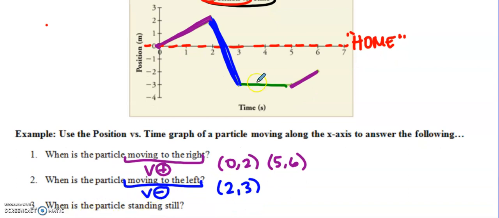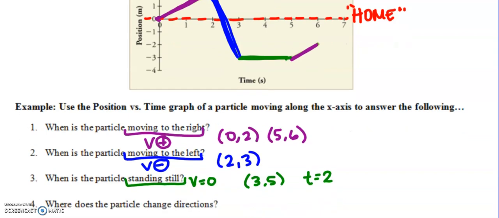When is the particle standing still? So we stand still when we're just at a slope of 0, right? Standing still would be that V is equal to 0. So we're standing still from time 3 to 5. We also have this brief moment where V is not 0, but V is also undefined, which again creates a critical number, right? This relates back to derivatives. So a critical number is also happening at t equals 2. We have this brief moment where we are standing still, all right?